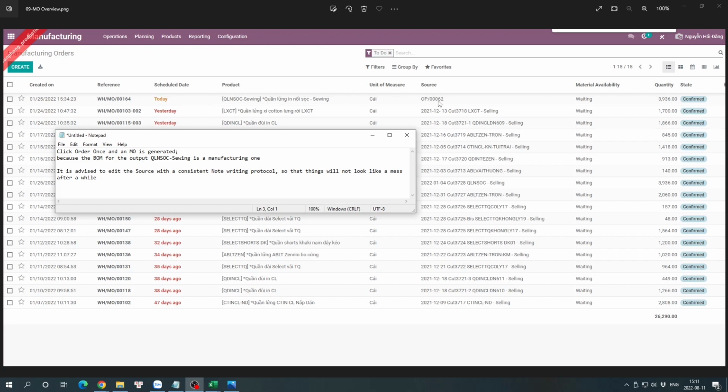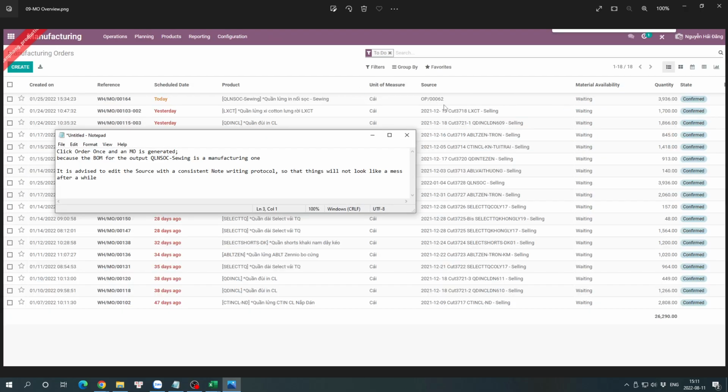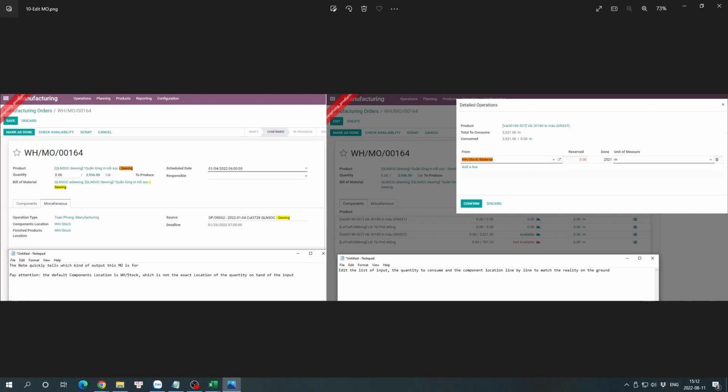This number is automatically generated. 62. Can I see it? Anyway, waiting. And it's advisable to edit the source. This source, yeah, you don't want to be confused later when you see a number like this. Look at this. I look at this and I know exactly what each of these MO is about. Looking at this system generated number would confuse me. So next.